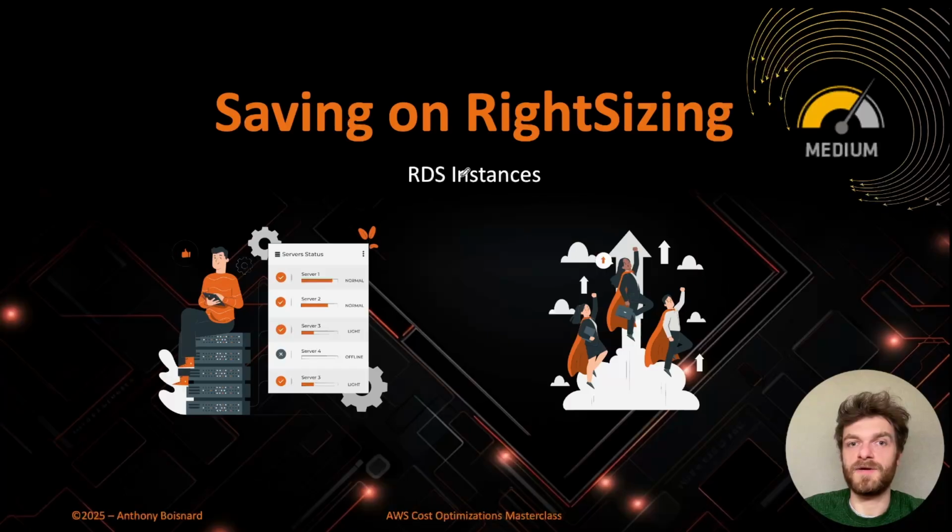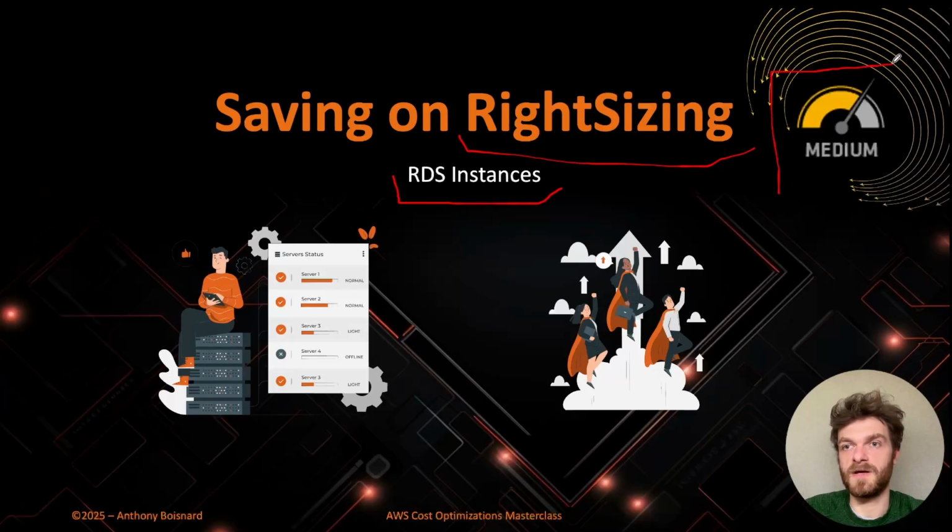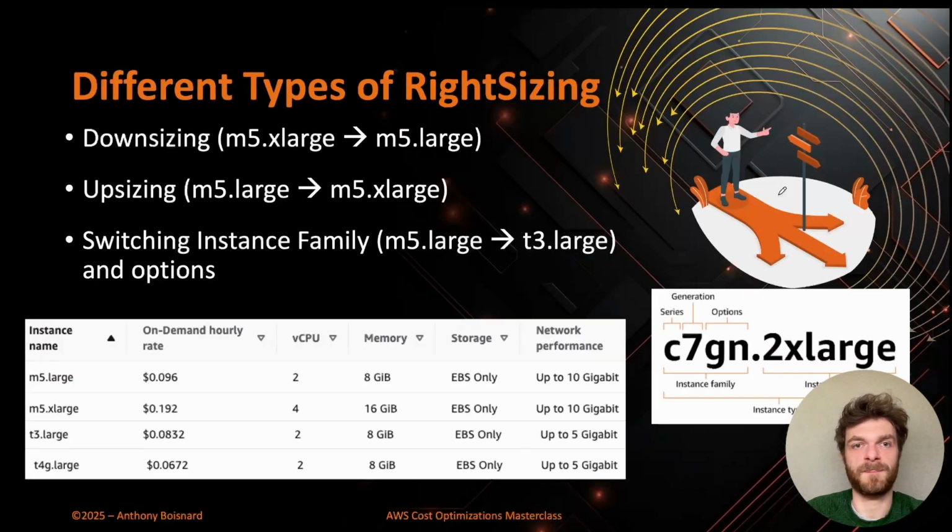Hey, let's see how you can save money on right sizing, and this time with RDS instances. So this should be quite similar to EC2 instances. And also the difficulty will be medium because it will depend highly on whether your instances are in a production environment. Let's dive in. So like EC2 instances, you have different types of right sizing with downsizing, upsizing, and switching instance family and options.